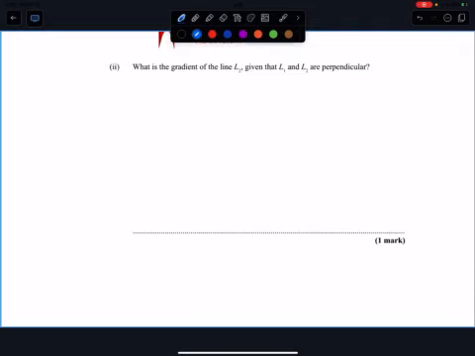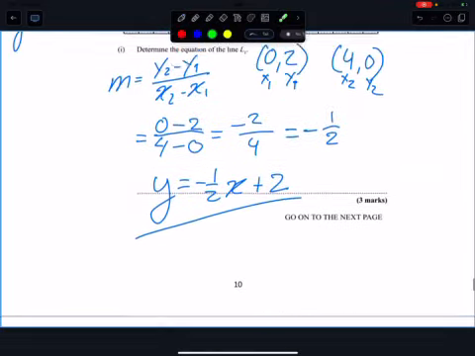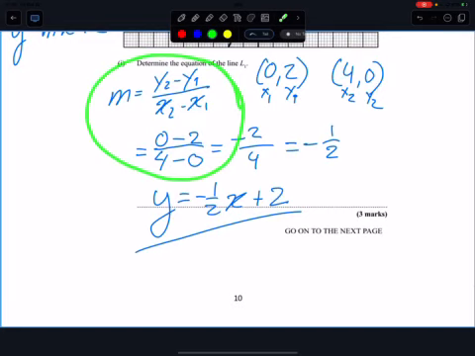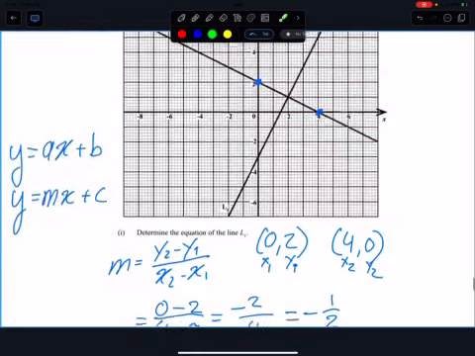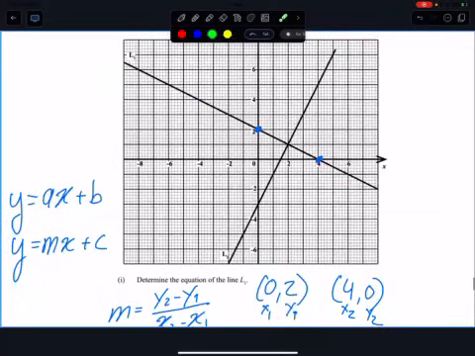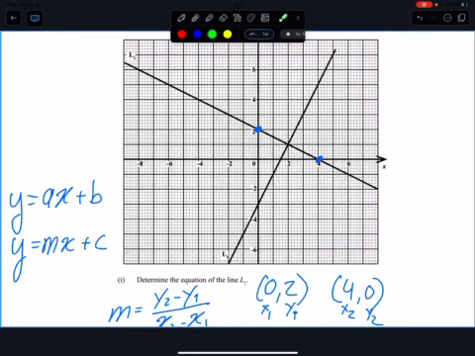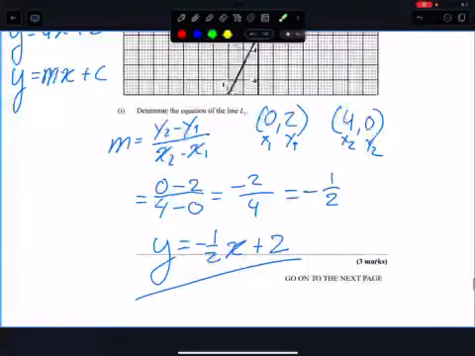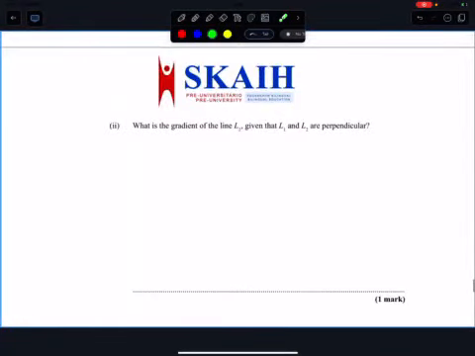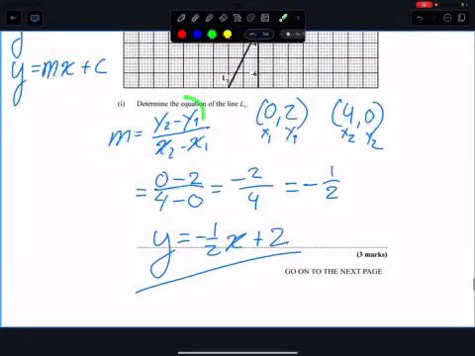What is the gradient of L2, given that L1 and L2 are perpendicular? Some of you did this. I cannot award you points. Why not? In this specific case, the graph is given. What if the graph was not given? Could you have made it then? That's the question. So if you calculate it, the next question, the same way you did the first question, you would not have gotten points.